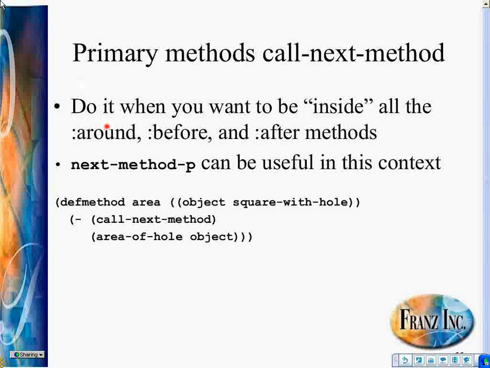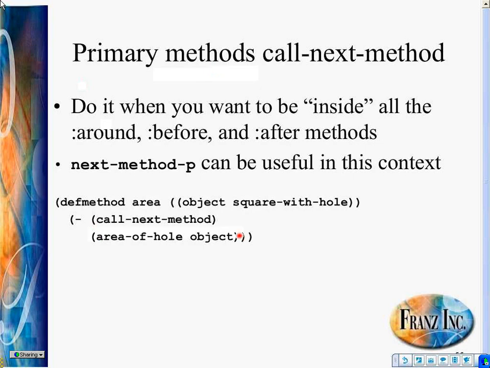Now, when you are in a primary method, suppose we have a method on position, a method on standard object, and a method on T. These are primary methods, not around, before, or after. Then only the primary, when you pass a position argument, only the primary method on position will run. It will run, and then it will return a value.